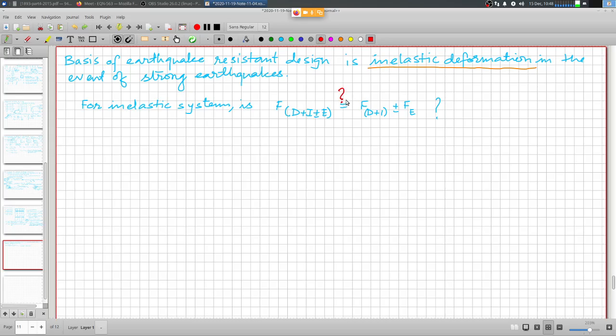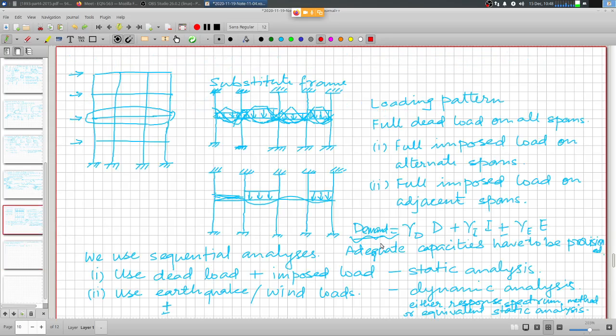What I am trying to say here is what we have done, what we suggested, that we compute this analysis, sequential analysis. We estimate the member forces for dead load and imposed load, set it aside, and that is designated as D and I. I assume these partial factors to be identical for dead load and imposed load. So it's just dead load plus imposed load, right?